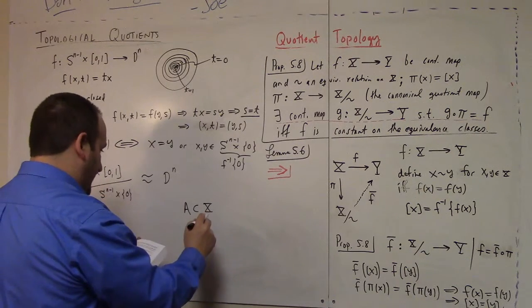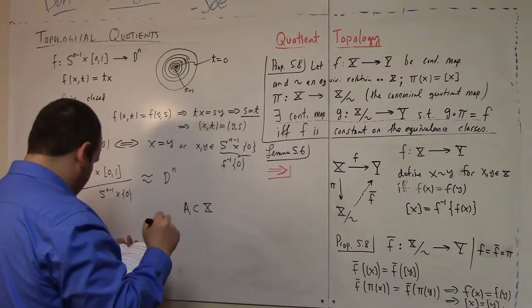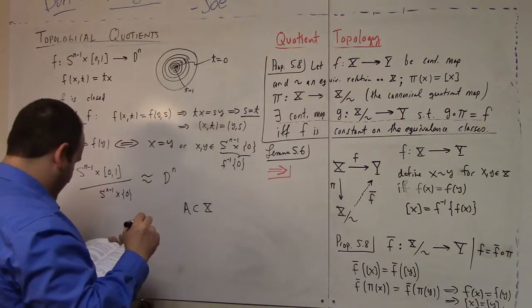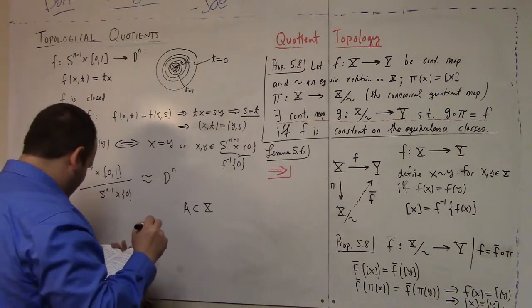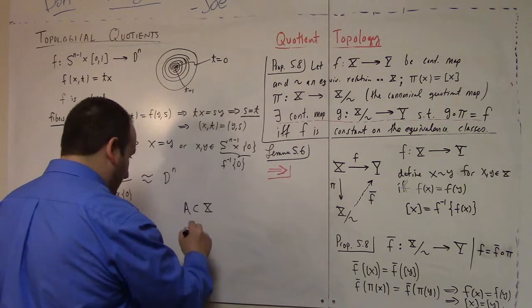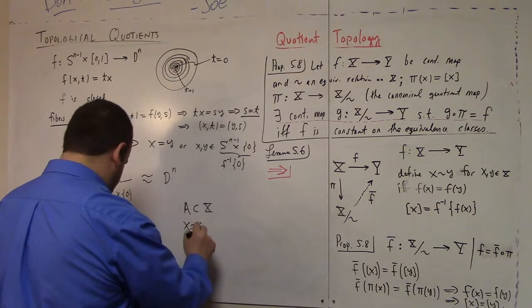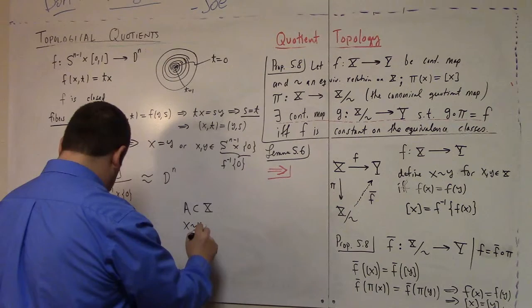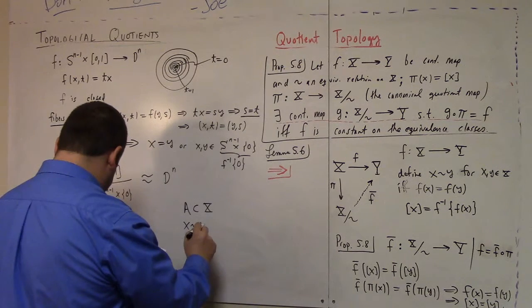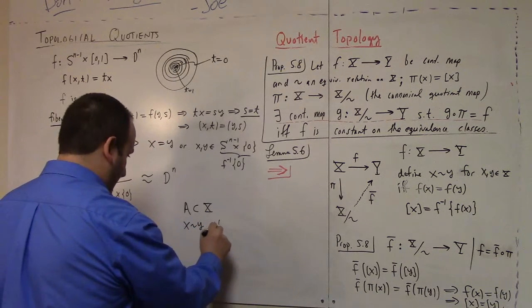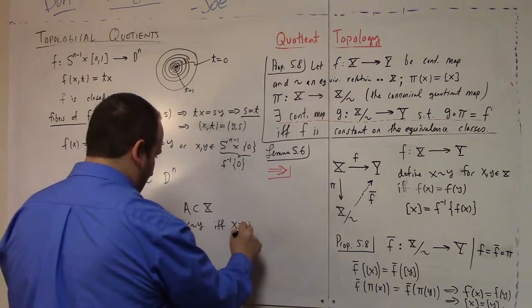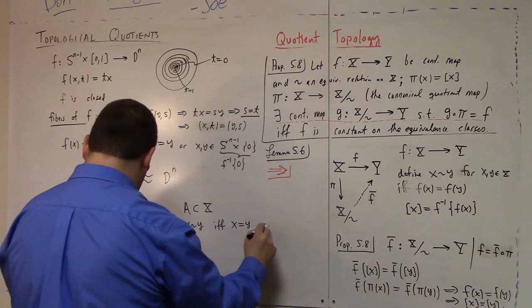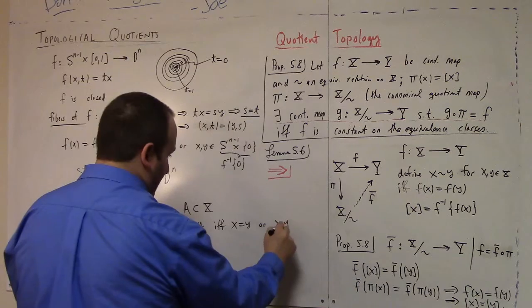He says you can define the smallest equivalence relation on X, having A as an equivalence class, as follows. Check this out. X is equivalent to Y only if X equals Y or X and Y are both in A. Right, X is equal to Y, or X and Y are elements of A.